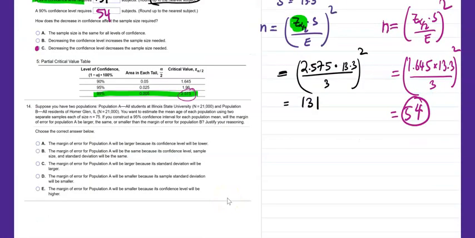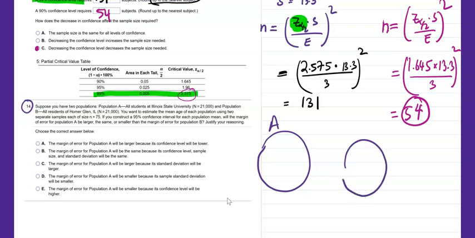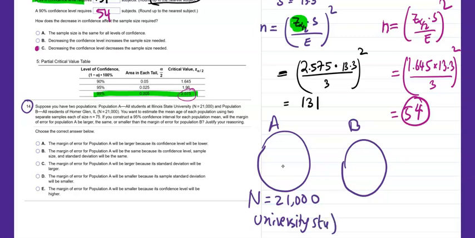Question number 14. You have to read very carefully. Suppose you have two populations, population A and population B here. Population A is all students at University of Illinois. So N here is 21,000, all students at Illinois State University. This is university students, right? And population B also has a size of 21,000, the same size.